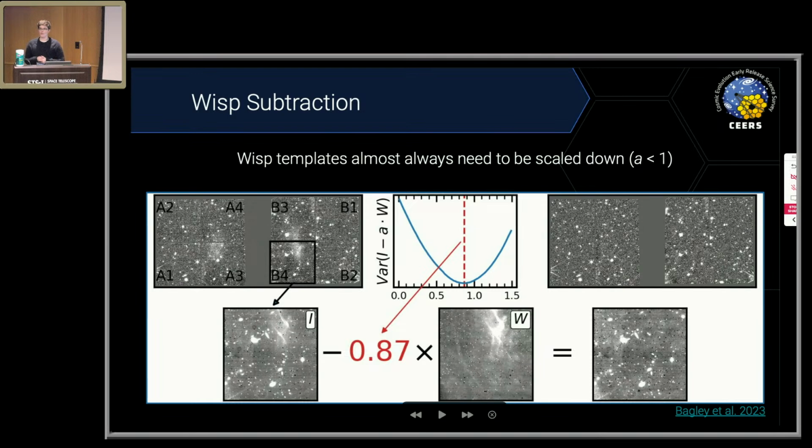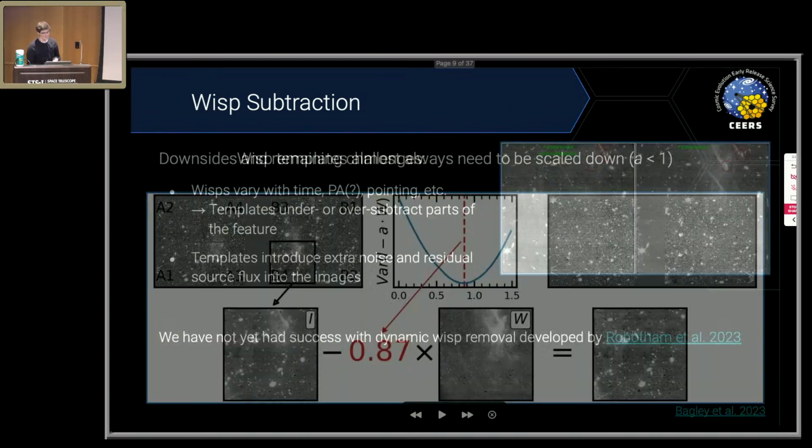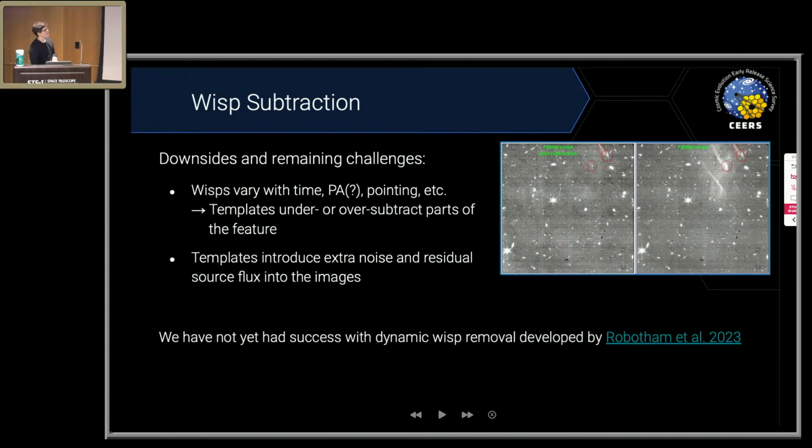I would say for the most part, it was good enough for our first data release. But it does have a couple of downsides. Again, because this feature is time varying, we're having a really hard time getting templates that match our images.